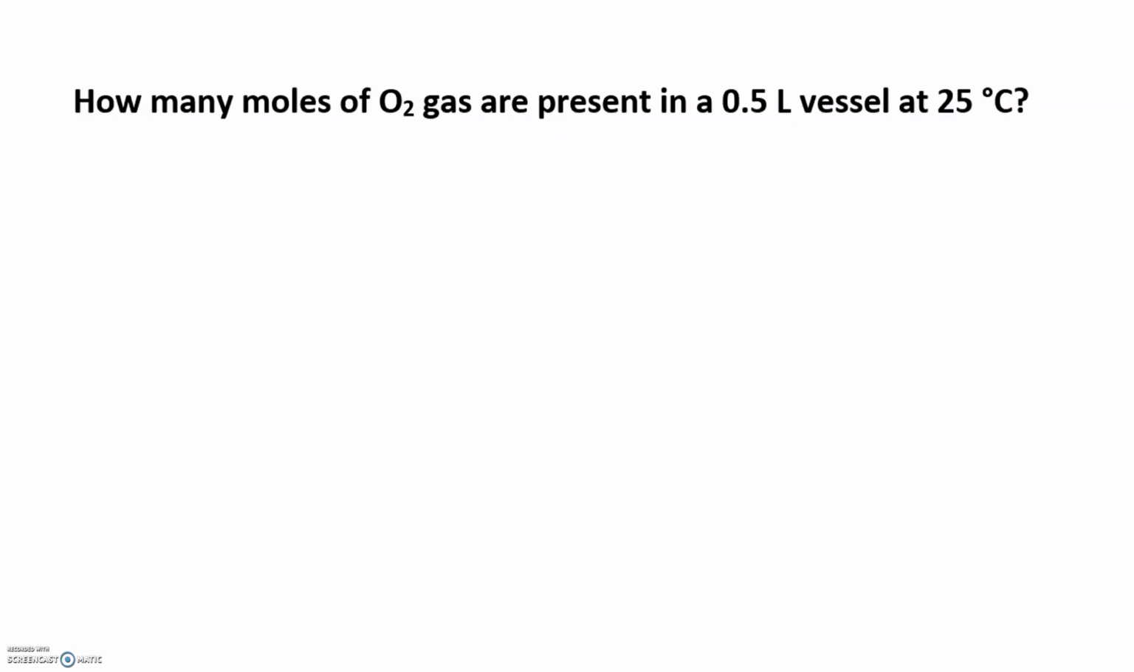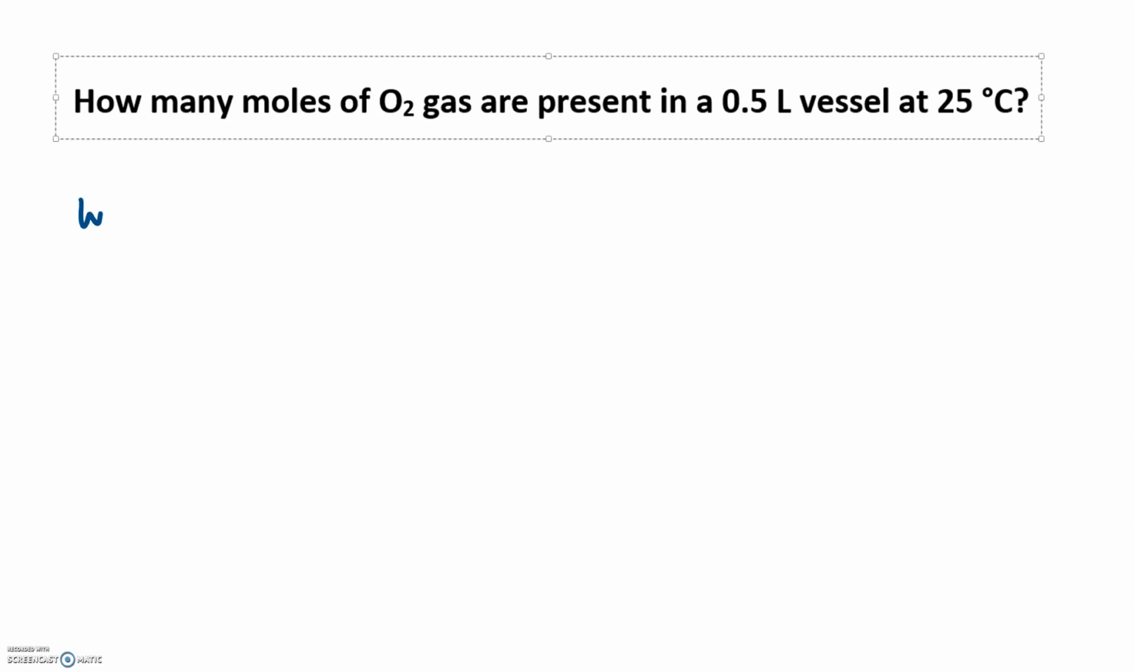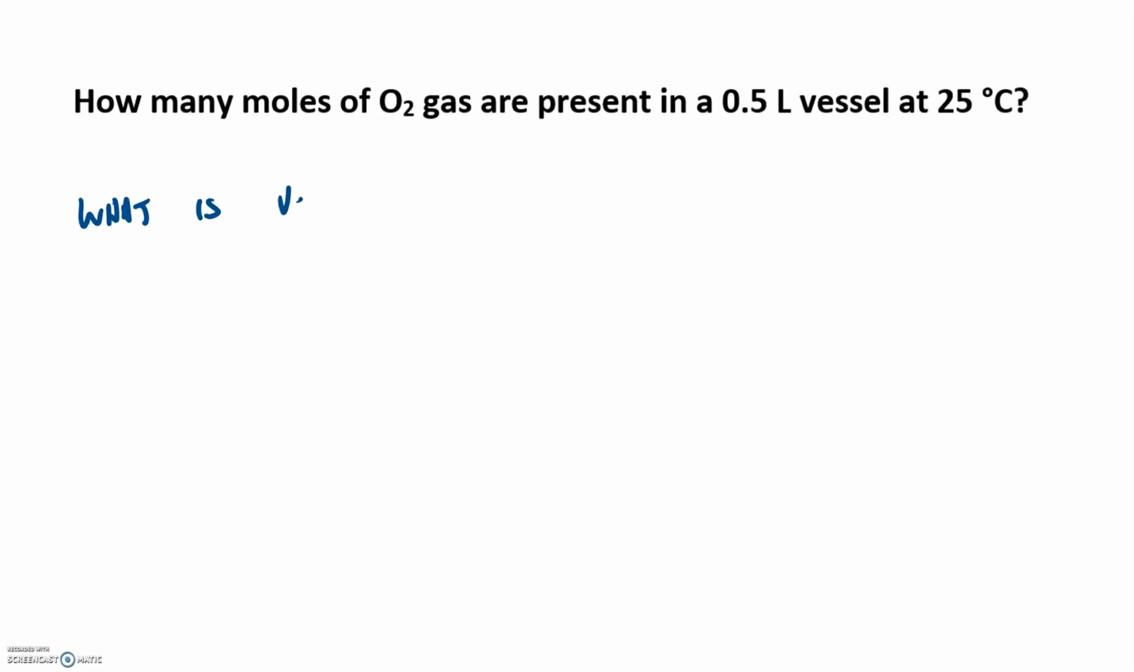Okay, this question asks how many moles of oxygen gas are in a half-liter vessel, 0.5 liters, at 25 degrees Celsius. So the first thing that we're going to do is calculate how many moles we have. We'll calculate what our volume would be at STP, because we can't compare volume to moles unless we're at standard temperature and pressure. So the first thing I'm going to do is say, okay, well, what would our volume be at STP?